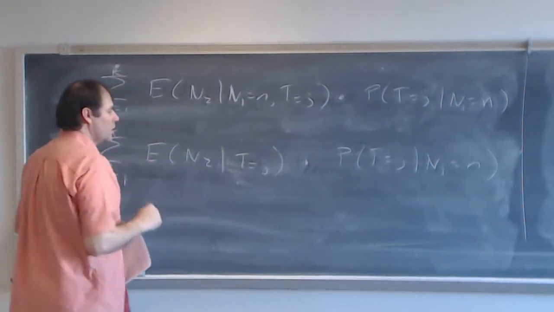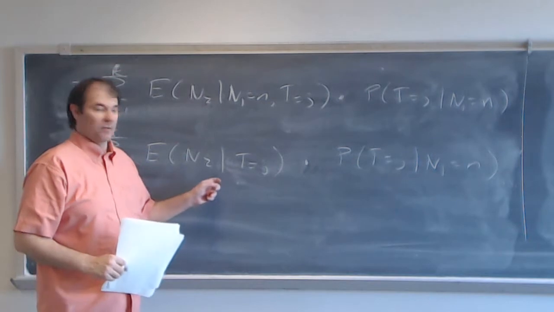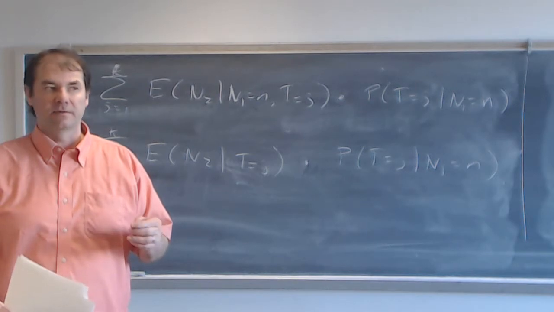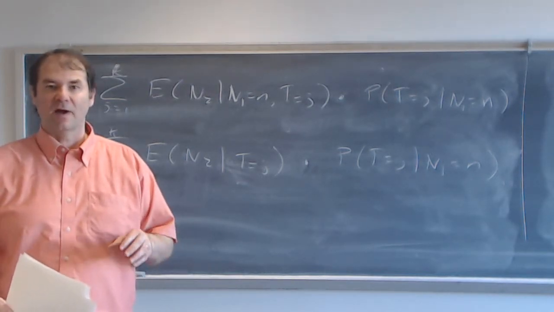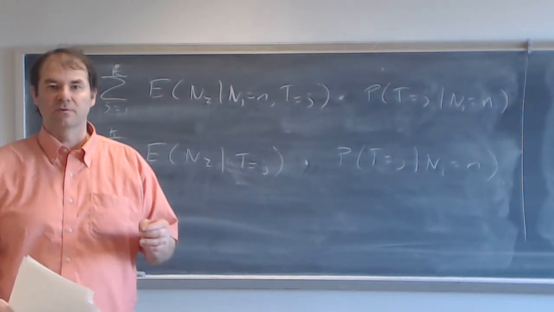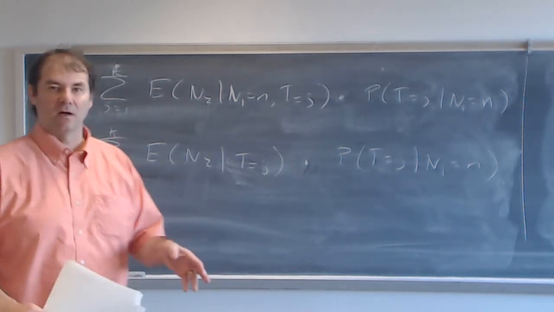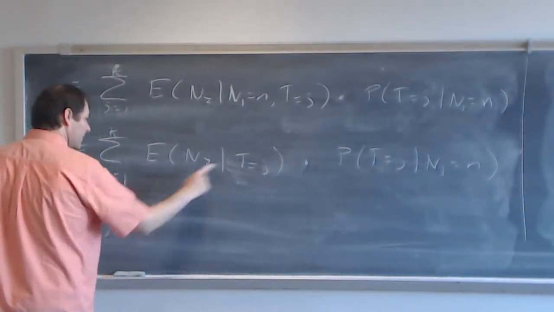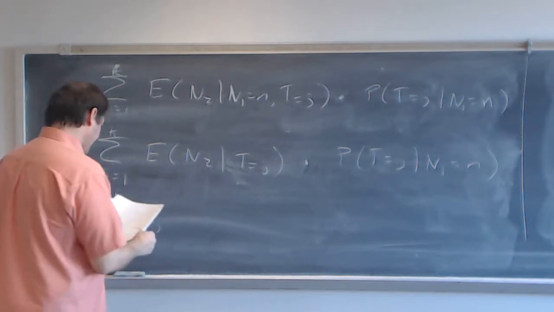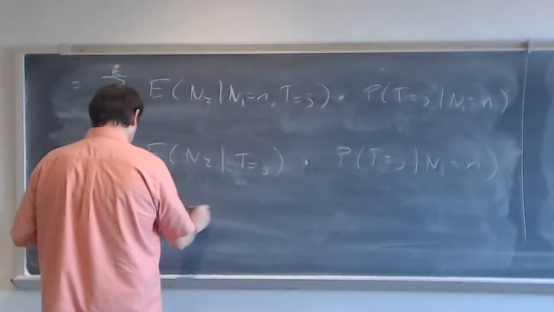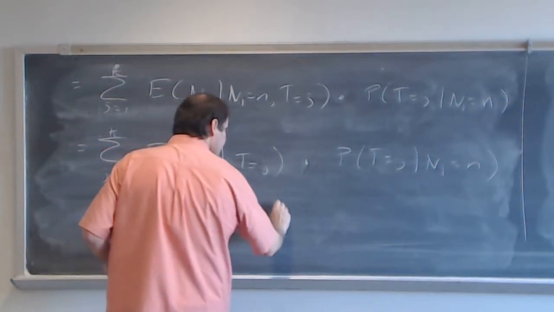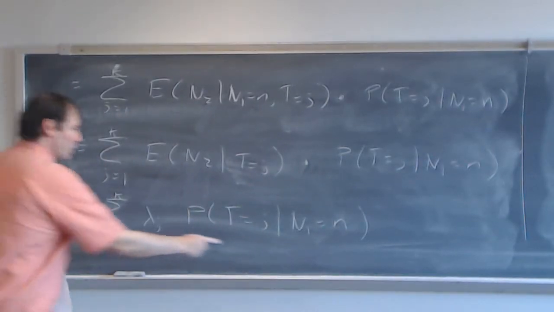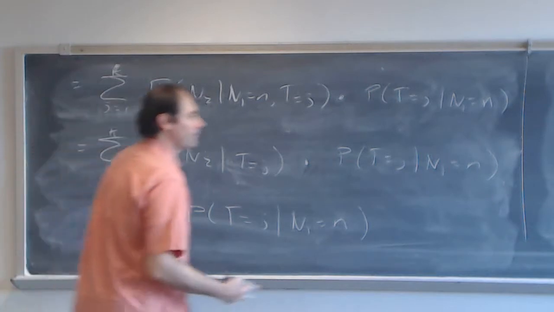Now, if we know that the person is type J, then when we're asked what's the expected value of the number of accidents that they will have in the second year, well, the number of accidents they will have is a Poisson distributed random variable with mean lambda. So this is going to be a sum of J runs from 1 to K of lambda sub J. Okay? And now here, we'll leave this alone, the probability that T is equal to J given N sub 1 equals N. All right. Now we need to work on this part involved in our sum.